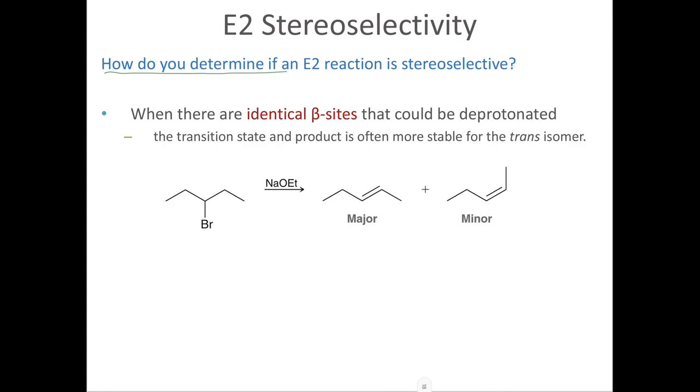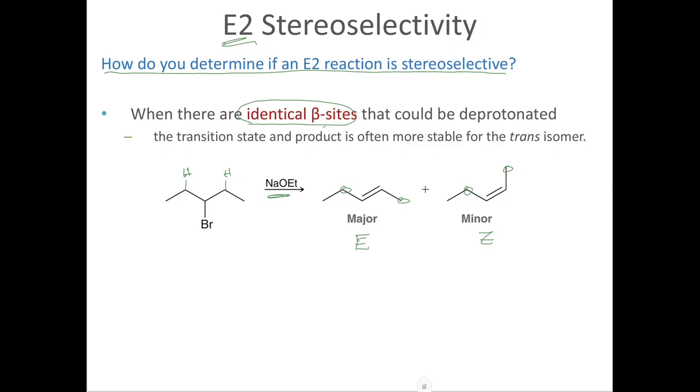How do you determine if an E2 reaction is stereoselective? Because we are doing E2, we are going to be using a strong base. There are two positions where the protons are located, so we can remove any of them. When we have identical protons in the beta positions that we can remove, then the difference is going to be on the stability based on either the E alkene or the Z alkene.